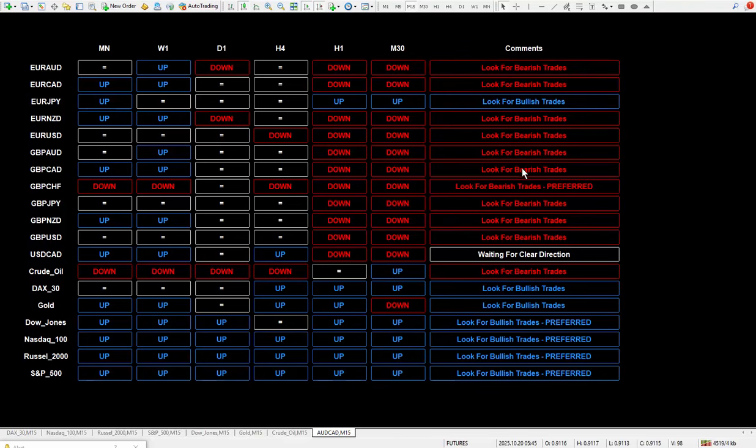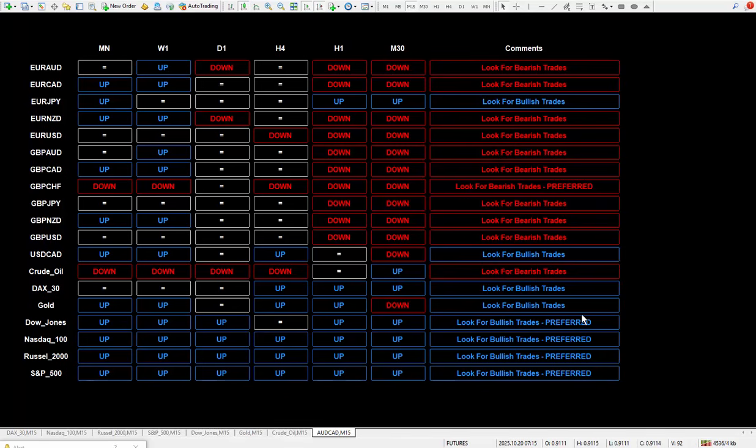Now here is my daily trade plan. It's running in real time. And the time right at this moment, exactly 10 a.m. New York time. Love this daily trade plan. It analyzes the charts from the monthly right down to the 30 minutes. And within the comments here, it'll make a suggestion. Look for bearish trades, bullish trades. Some will be preferred, as you see down here at the bottom.